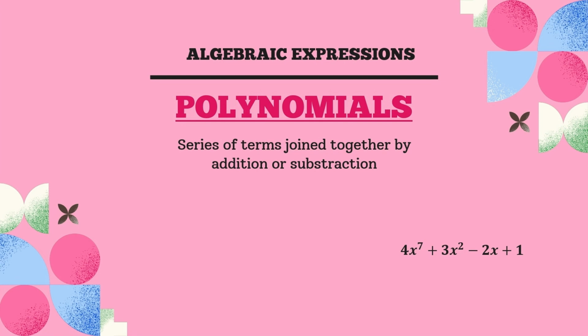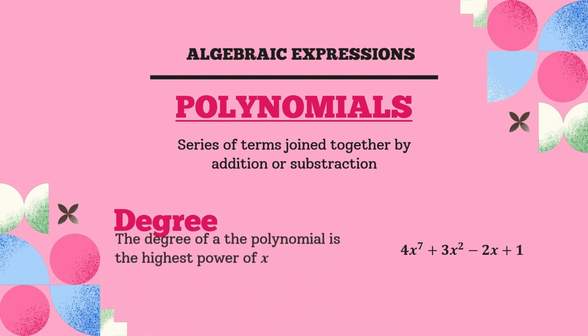We've got 4x to the power 7 plus 3x squared minus 2x plus 1. This is an example of polynomials. In polynomials, we have to understand the term degree. What is degree?